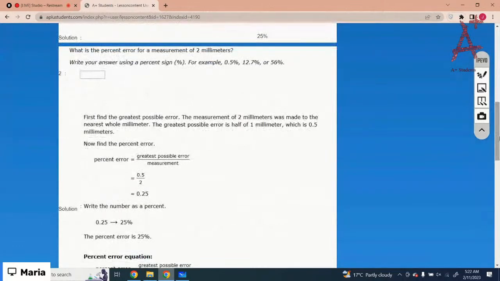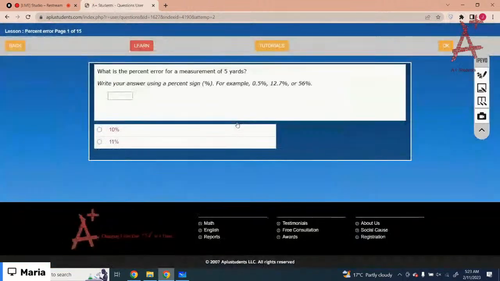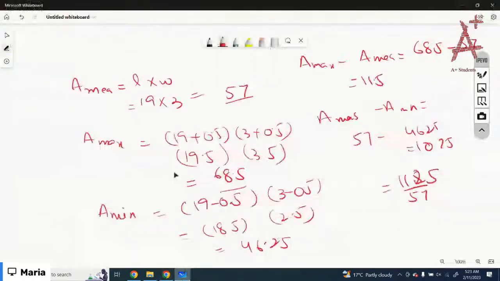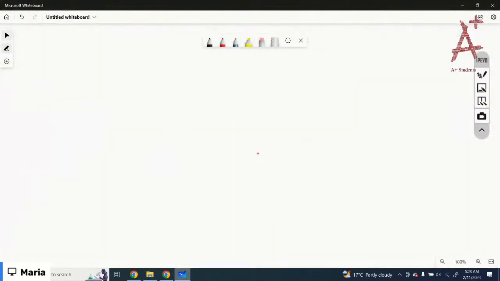Okay, the next one. Let's just start with the questions. What is the percent error for a measurement of 5 yards? So you have to calculate the percent error of the 5 yards. So 5 yards is a whole number. That means the greatest possible error is half of the yard. So half of 1 yard is 0.5. Got it? That is half of the 1 yard.